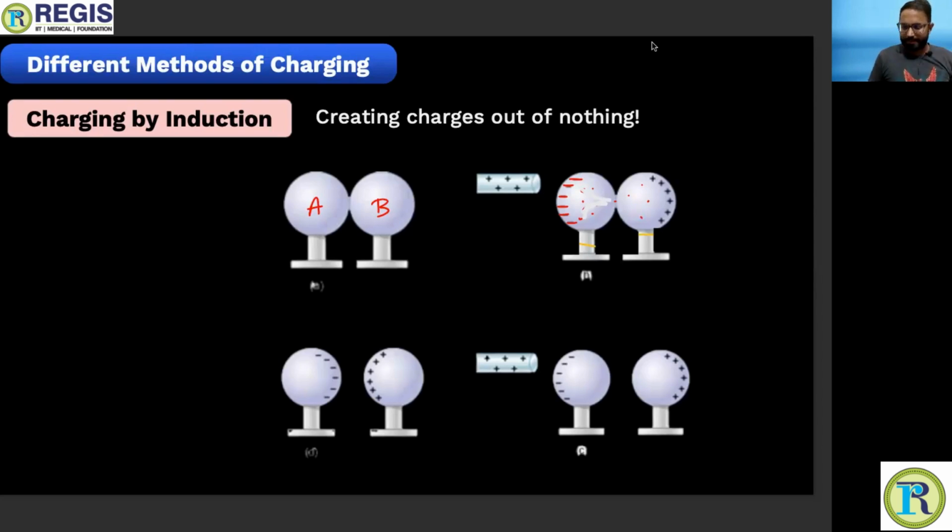Hi all, let's start the second session of the chapter Electrostatics. In the last class we discussed the charging methods of different bodies. First was because of friction, second was because of conduction, and third was because of induction. I think I have given you one homework question, so let's start our class with that question.